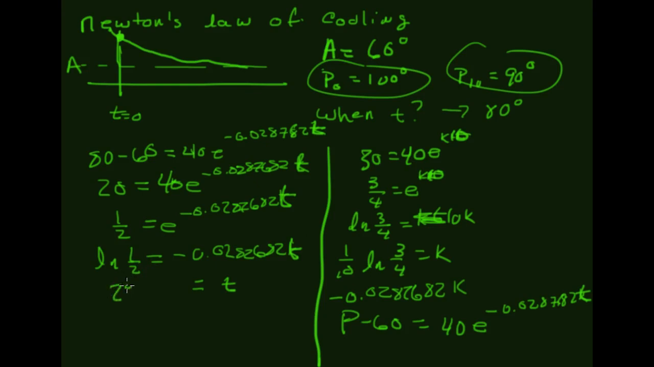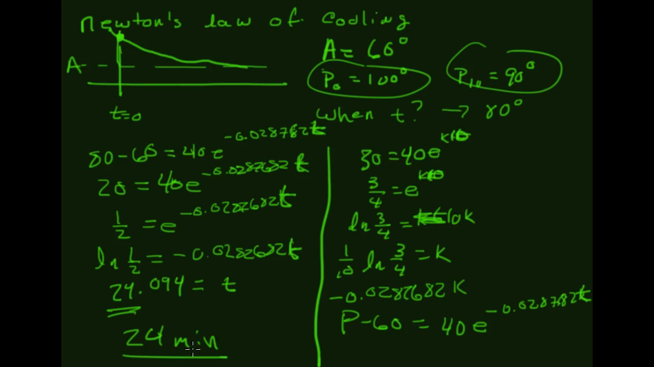approximately 24.094. So from time 0 to time about 24 minutes, the panda brownies, or whatever we're cooking, are going to cool from 100 degrees to 80 degrees.